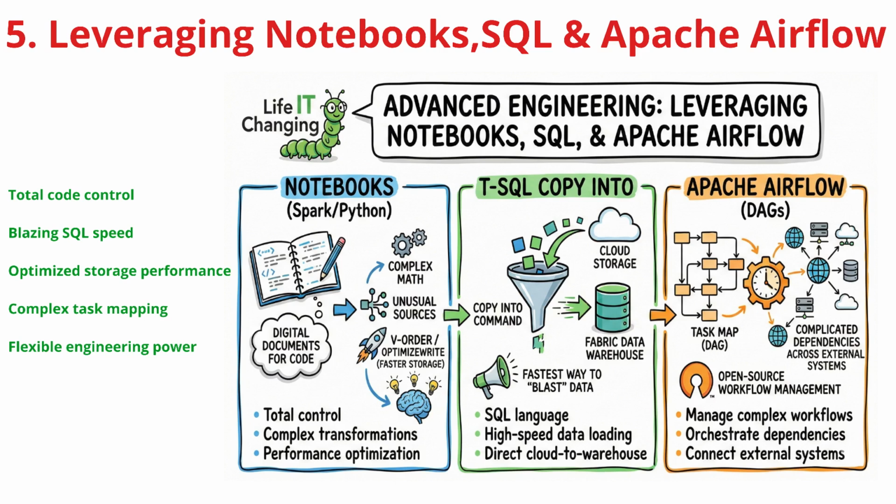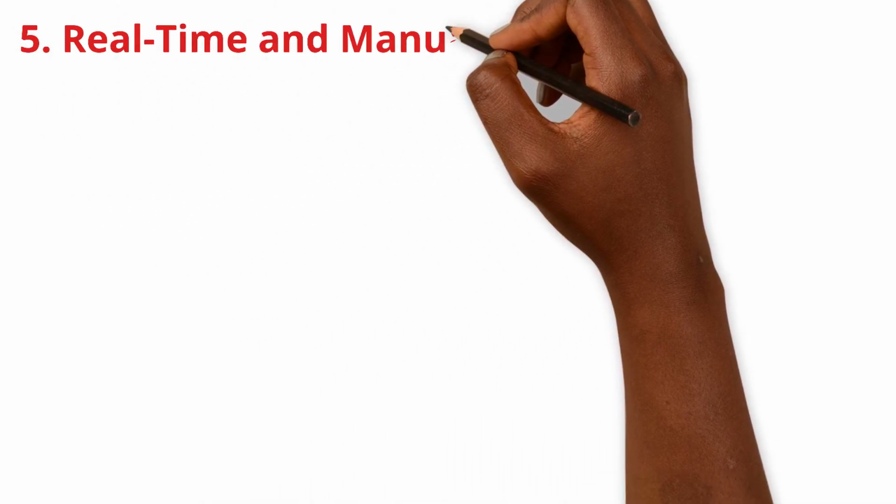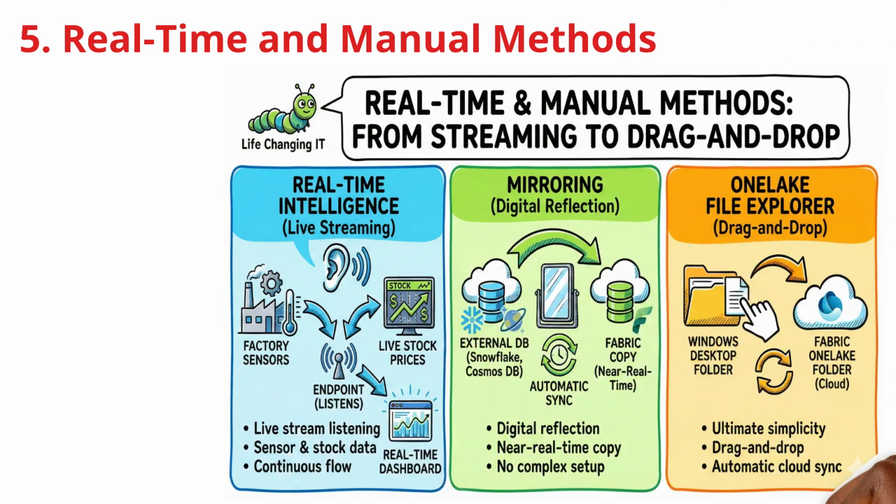Then, for the database veterans, there is T-SQL Copy Into. This command is the absolute fastest way to blast massive amounts of data from cloud storage directly into your Fabric warehouse with minimal friction. Finally, for managing massive global operations, we use Apache Airflow. This tool organizes complex task maps called DAGs, allowing you to coordinate data moving across dozens of different external systems with perfect timing. When low code isn't enough, these advanced tools provide the flexibility and power needed for the most demanding enterprise projects.